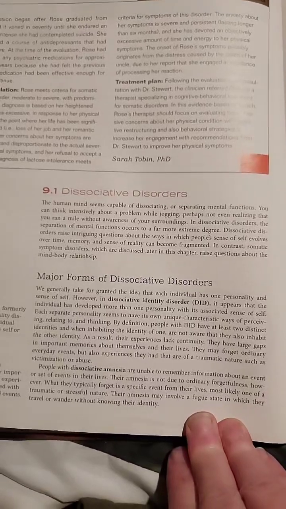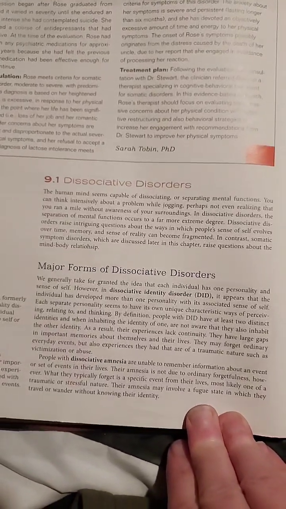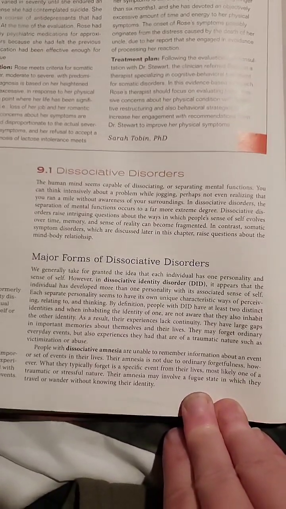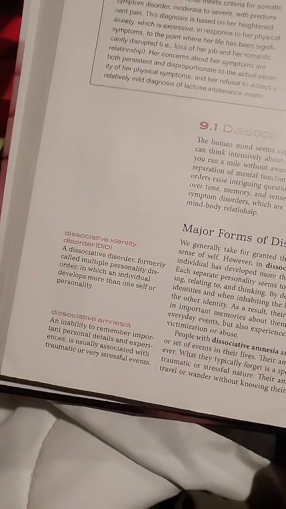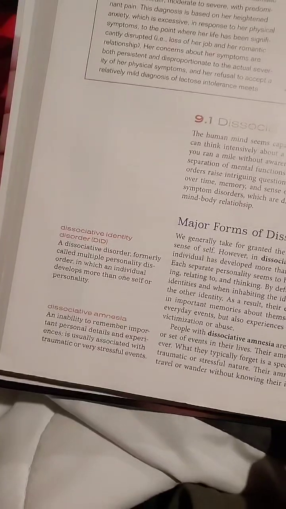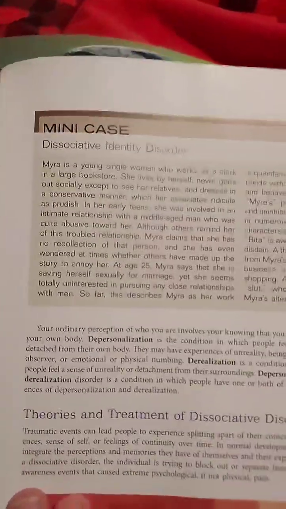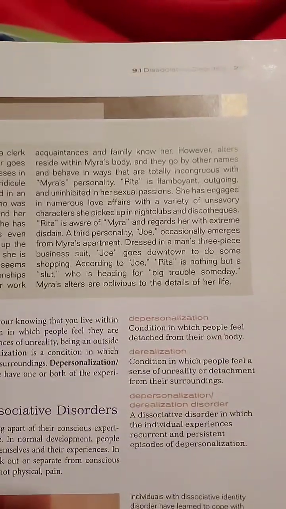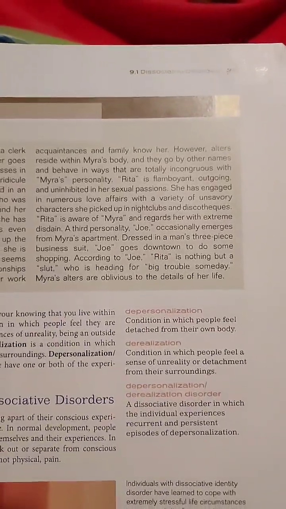So here you will see this is 9.1 on dissociative disorders, and the reason I'm holding it is so you can stop and pause and read if you care to. If you notice, they get into dissociative identity disorder and dissociative amnesia, and they give the definition here. Up here, you will have mini cases. Mini cases give basically a story about what the person is going through and what has happened, so basically giving you an idea about it.